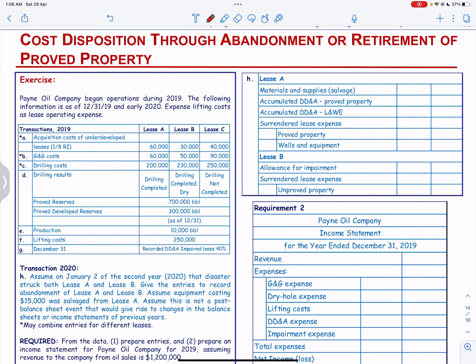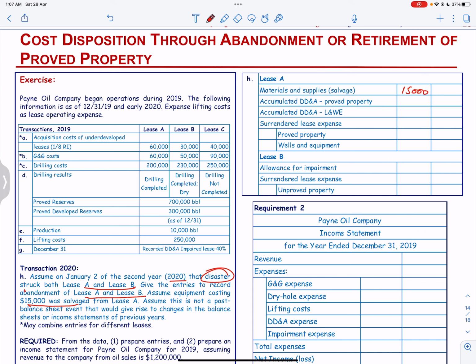Assume on January 2 of the second year, 2020, that disaster struck both lease A and B. Give the entries to record abandonment of lease A and B. Assume equipment costing 15,000 was salvaged. Assume this is not a post-balance sheet event that would give rise to changes in the balance sheet or income statement of the previous year. So first of all, there is a salvage of 15,000.